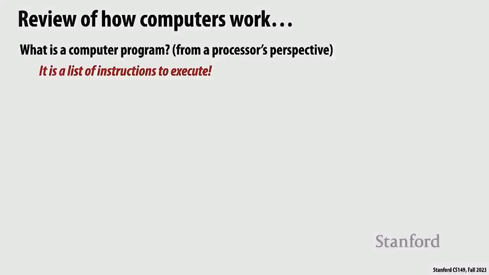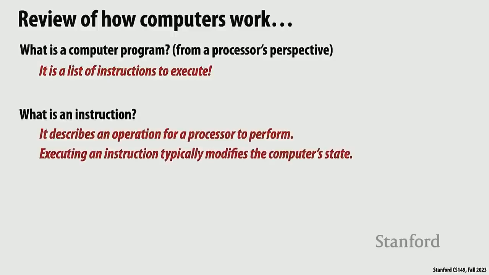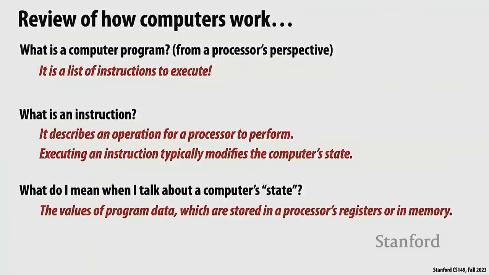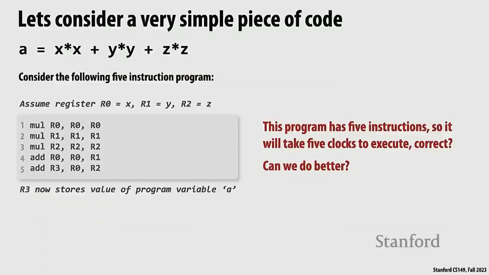So my review here, hopefully this is review from 107 or 111, is what is a computer program? It's just a list of instructions. What are instructions? They are commands. They are operations to the processor. And those operations are about performing arithmetic or modifying state. And when we talk about state, I'm talking about the values of data in registers or in memory. Okay, there's a question? You answered it. Okay, cool. So this program has 5 instructions in it, so it will take 5 steps, 5 processor clocks to execute it. Make sense? Is there any way we could do better?